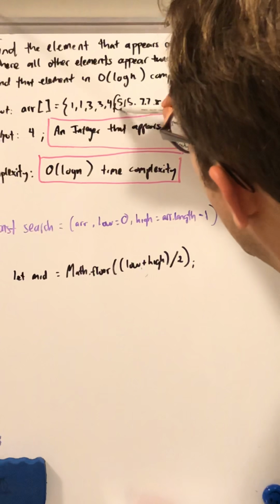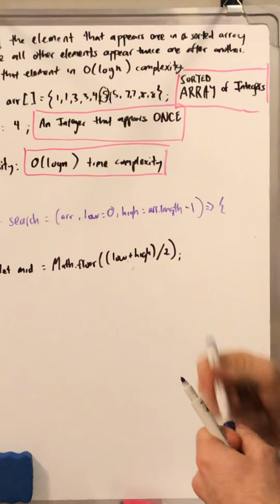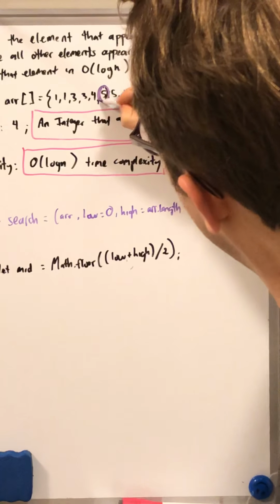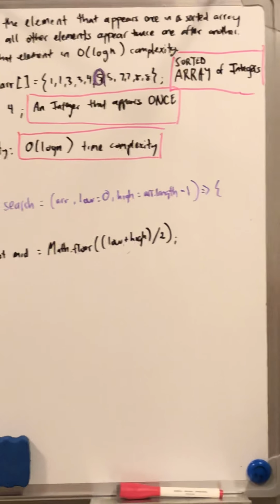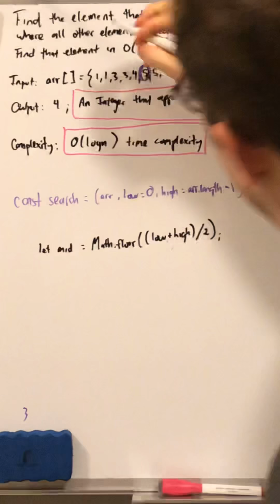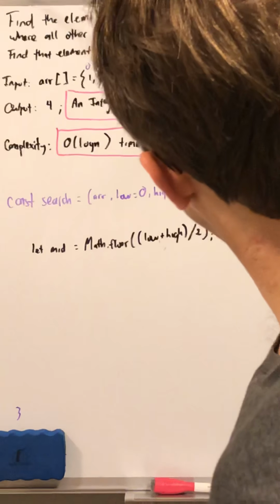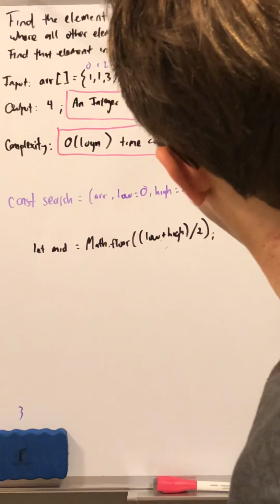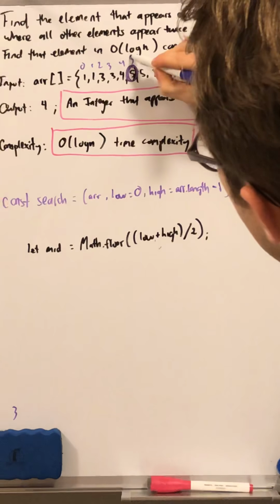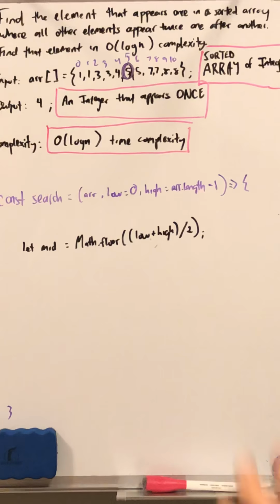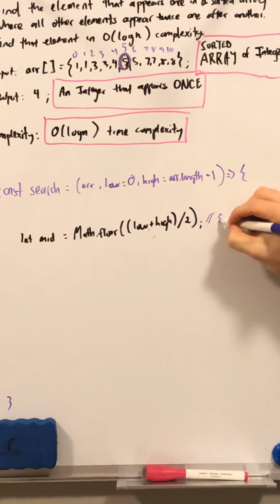Okay, so this is our midpoint starting out. It'll be 5. This 5 right here. And that is what index? So 0, 1, 2, 3, 4, 5, 6, 7, 8, 9, 10. So it's the 5th index. So we would grab this, and it'd be the 5th index.